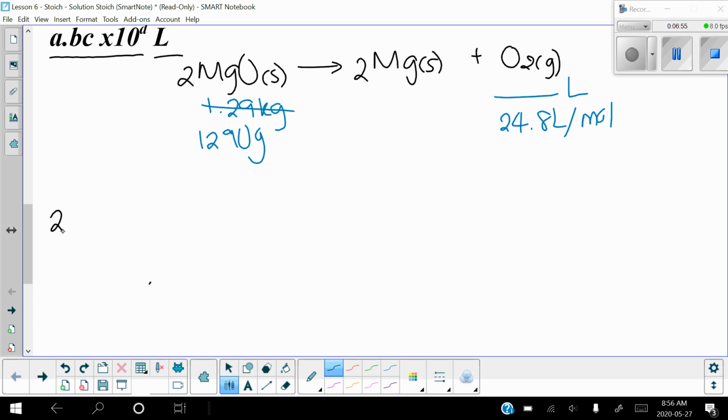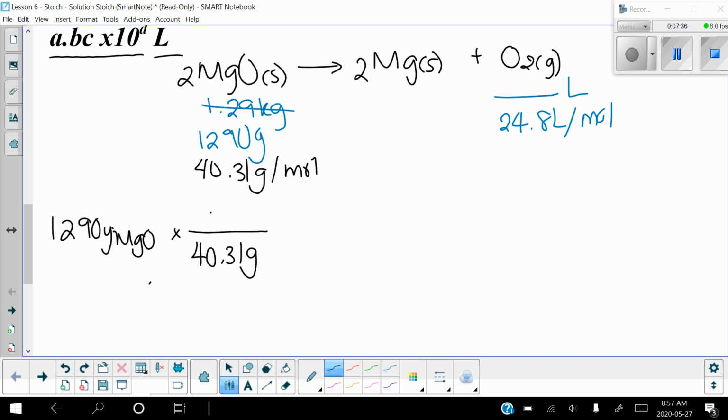1,290 grams of magnesium oxide, and you're going to use molar mass to convert this into moles. So I'm going to go ahead and find the molar mass of magnesium oxide. I like to list it underneath here. Some of you can go ahead and pop it directly into the stoich statement, but I'm doing this just to show you where it's coming from.